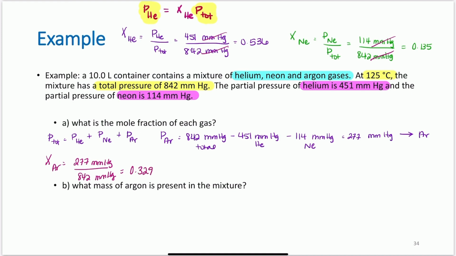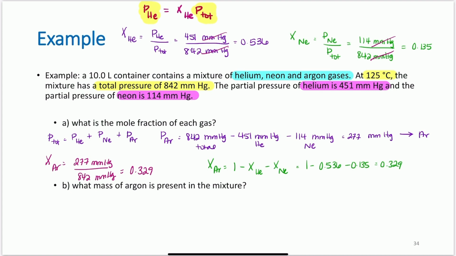The other way I could solve this problem is understanding that I only have helium, neon, and argon gases. Therefore, the three pieces have to add up to a total value of 1. So the mole fraction of argon would be equal to 1 minus the mole fraction of helium minus the mole fraction of neon. 1 minus 0.536 minus 0.135 gives me 0.329. So you can do it either way.